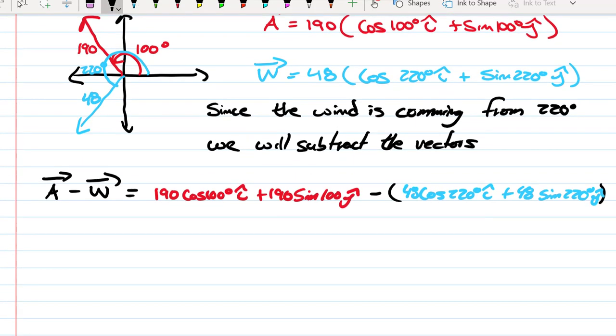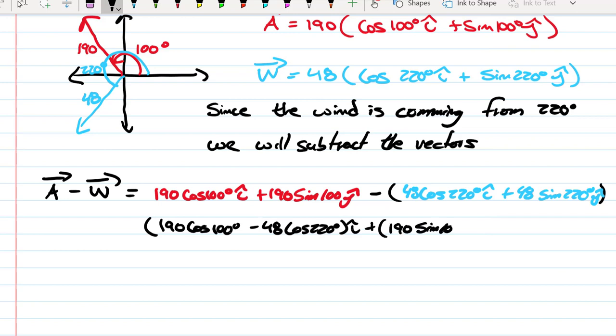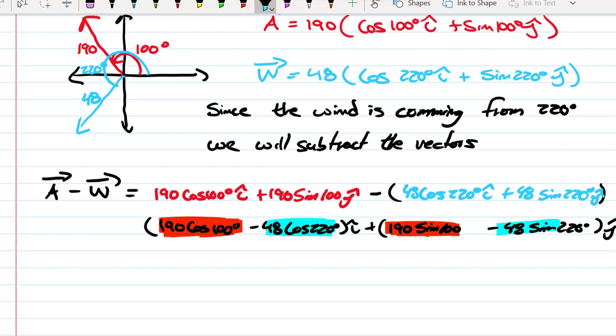So we collect our like terms. We have 190 cosine 100 minus 48 cosine 220, and that's our i, plus 190 sine 100 minus 48 times the sine of 220, and that's our j. Sorry, that's too many j's. There's one j for both of them. So we gathered up our i components, and then our j's that went together.